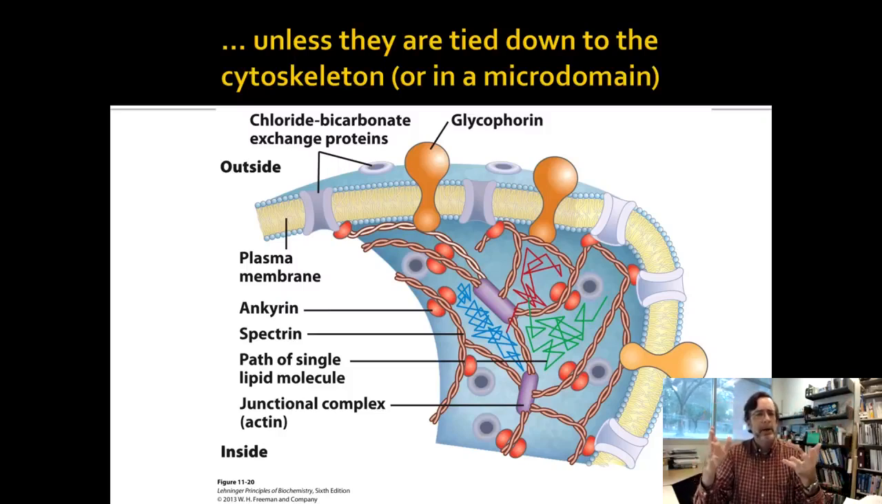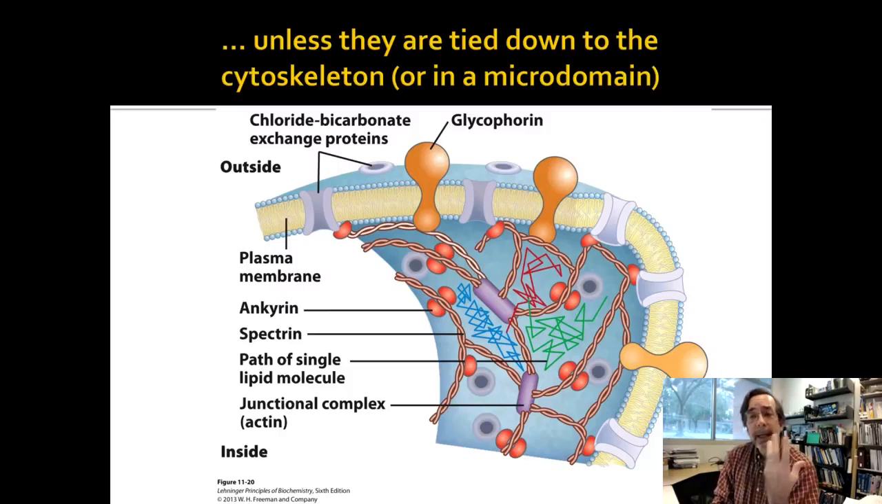It looks like a soccer ball a little bit, that you have these different areas underneath. If a protein's tied down, it doesn't diffuse. And you see that you can have some, like the chloride bicarbonate exchange proteins are tied down. I think that actually has an effect on some diseases. There's an association with the cell membrane, and also the cytoskeleton, I should say.